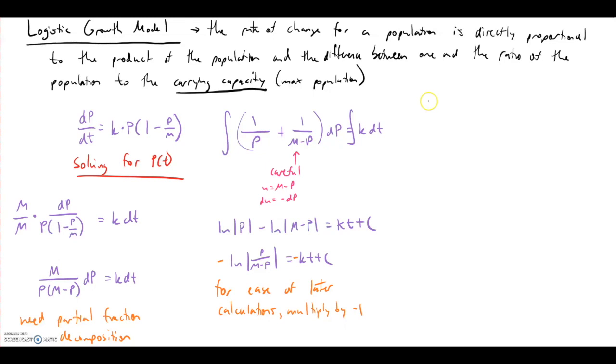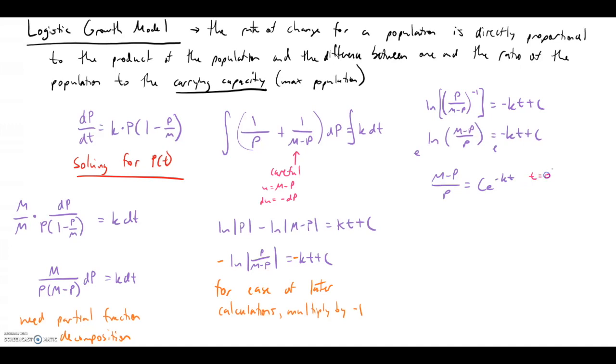And the purpose for this is to insert that negative 1 into the natural log as an exponent and create the natural log of the quantity p over m minus p being raised to the negative first power, equal to negative kt plus c. And this allows us to flip that fraction and write its reciprocal. The natural log of m minus p over p equals negative kt plus c. And now we'll move to eliminate the natural log on the left side by making both sides powers of e. And this will yield m minus p over p equals our familiar c times e to the negative kt.